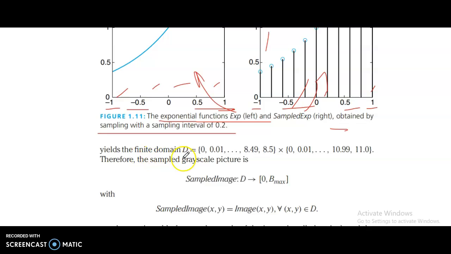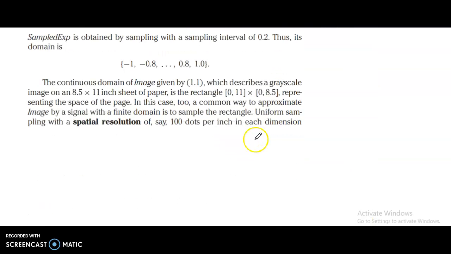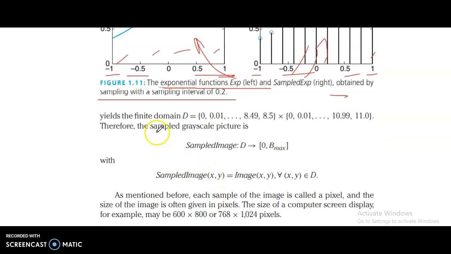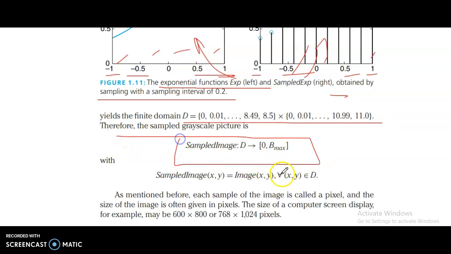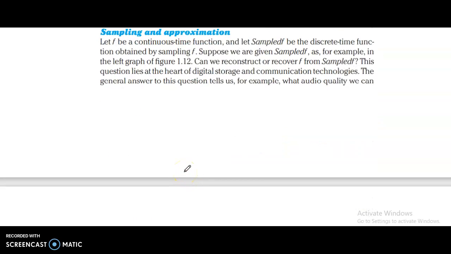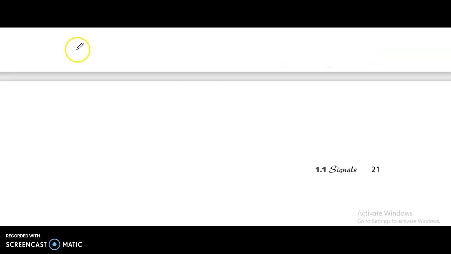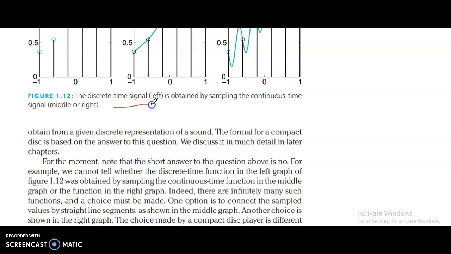Sampling an image at, say, 100 dots per inch in each dimension yields the finite domain D. Therefore the sampled image is defined for all x, y in D, a sampling approximation. The discrete time signals on the left are obtained by sampling the continuous time signals.